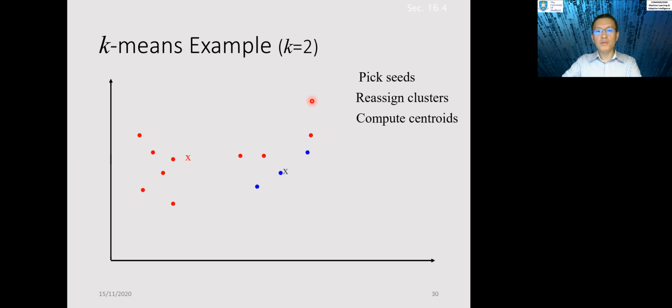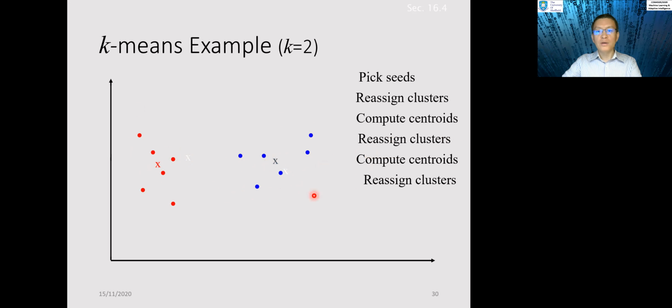Then the next step is to recompute the centroids. Here we recompute the centroid for the red points. It becomes here, the red cross over here. Then we recompute the centroid for the blue points. Then it becomes here. Then the next step is to reassign the clusters, and then recompute the centroids. This is the updated centroids over here.